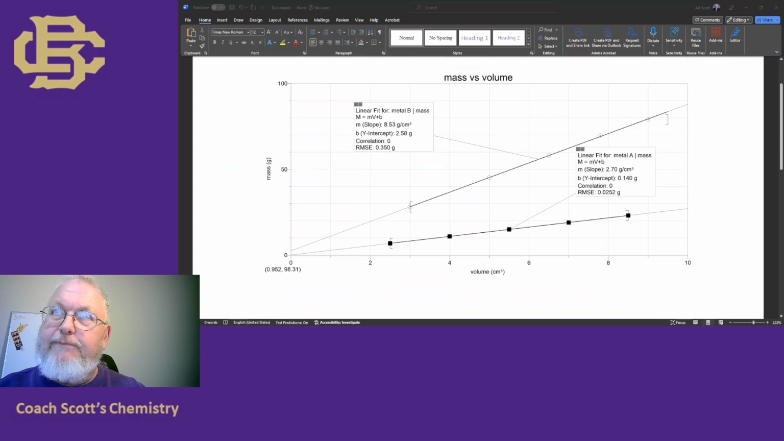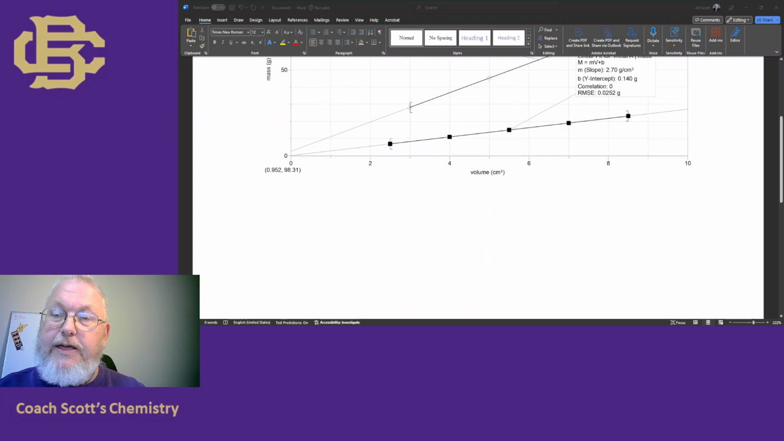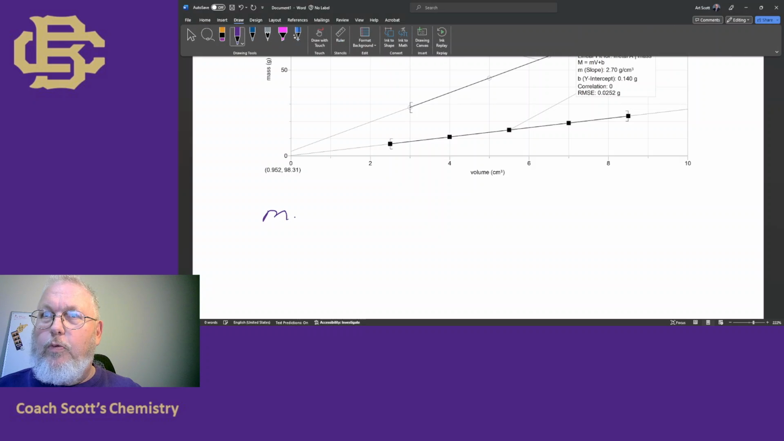Let's look at substance B. Substance B's got a slope of 8, or a density of 8.53 grams per cubic centimeter. So you have a piece of, let's say, mass of B is 9.84 grams.